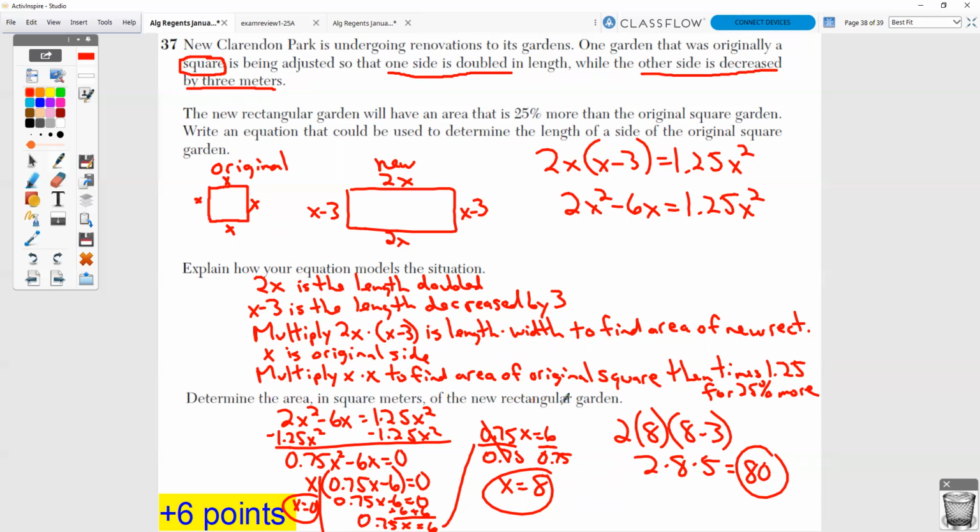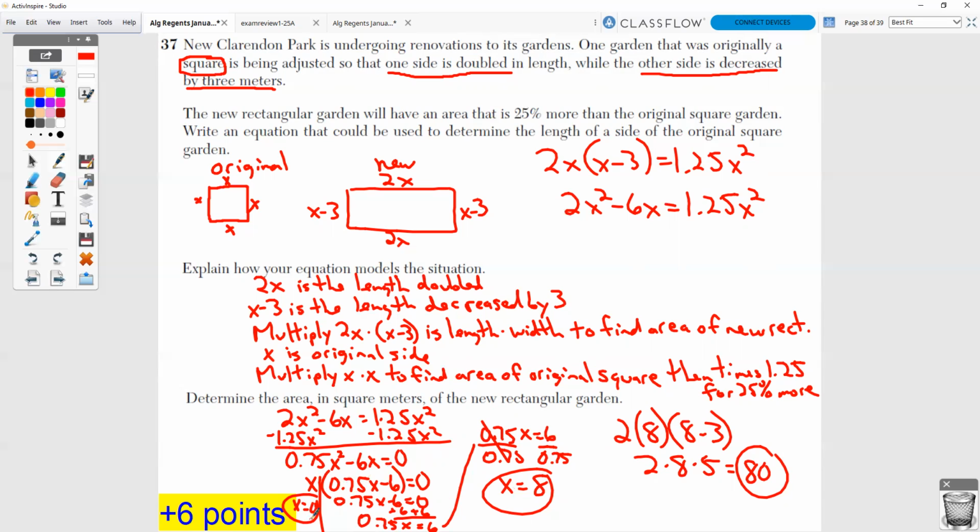Determine the area in square meters of the new rectangular garden. So now you have to solve this equation. So I would subtract 1.25 x squared from both sides. That gets it set equal to 0. I would factor out the greatest common factor here, set both factors equal to 0 and solve. So you end up with 0 and 8.